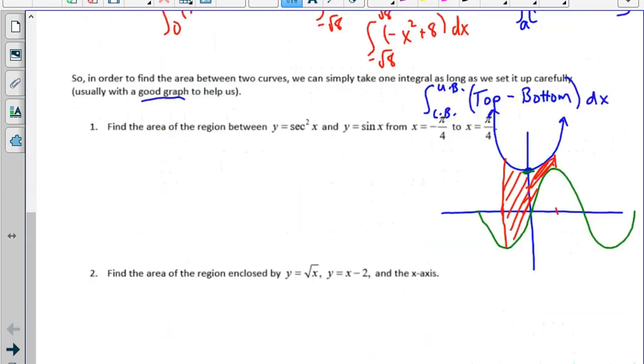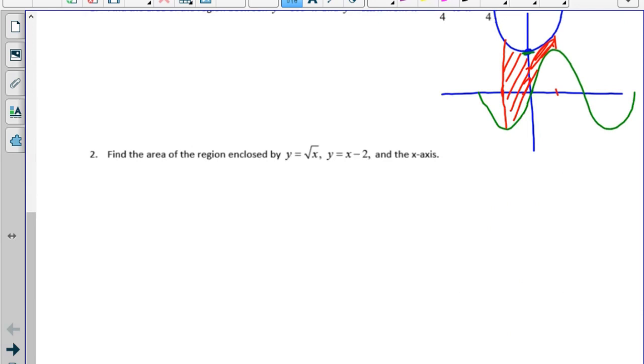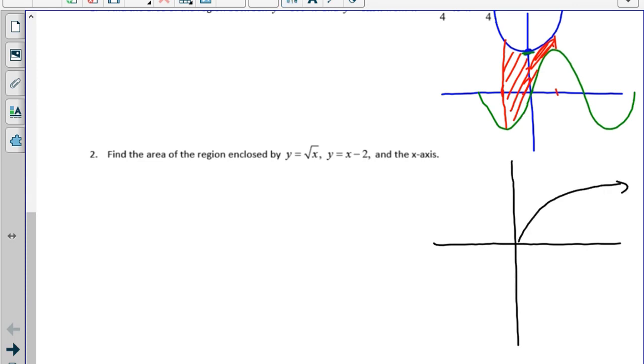Now let's take a look at problem 2. Find the area of the region enclosed by root x, x minus 2, and the x-axis. So if I take a look at this problem, square root of x looks something like this. X minus 2 looks something like this. They should probably intersect here if I actually drew this moderately correctly. So I would have a slope of 1, and it intersects at 4 comma 2. And I'm looking for this shaded region.